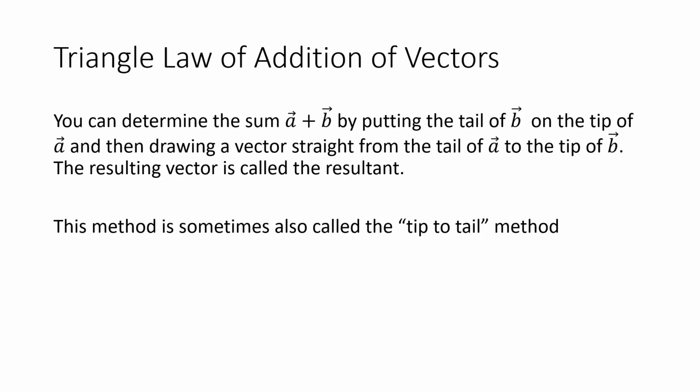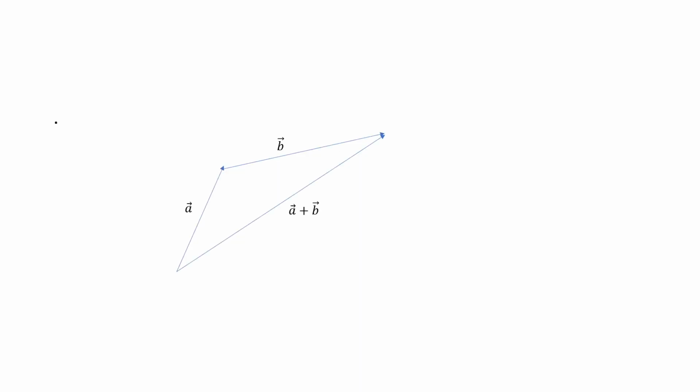Let's talk about vector addition. You can determine the sum A plus B by putting the tail of B on the tip of A and then drawing a vector straight from the tail of A to the tip of B. And the resulting vector would be called the resultant. This method is sometimes called the tip to tail method, and it looks like this.